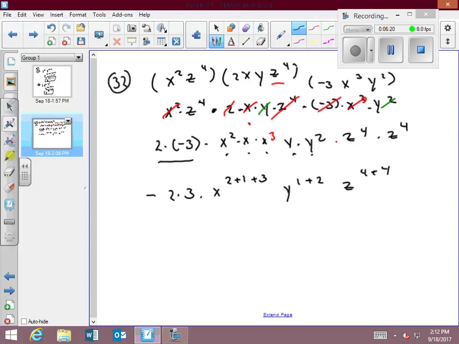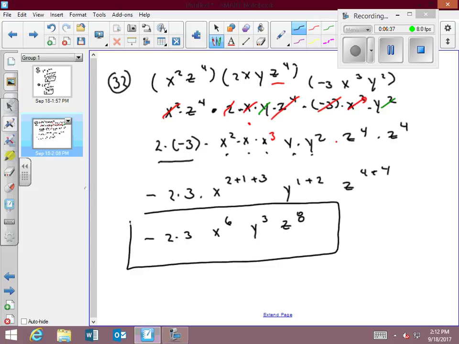Okay? I'm going to leave this prime factor, and then I'm going to add these. This is going to be x to the 6th, y to the 3rd, z to the 8th. Now, your answer sheet probably would say minus 6. I would just as soon have you leave it prime factor, 2 times 3.